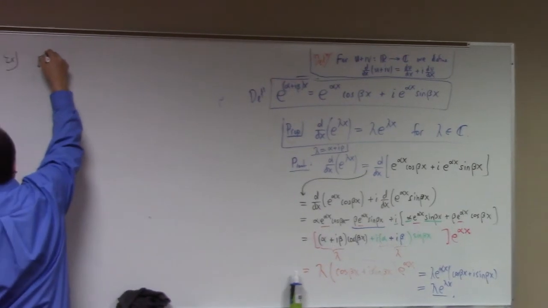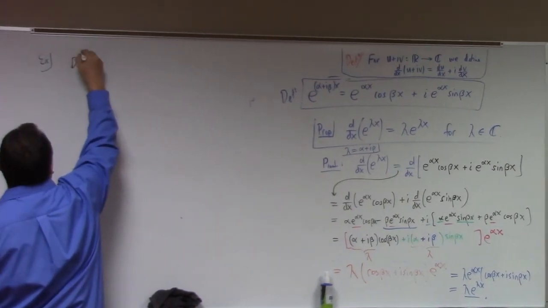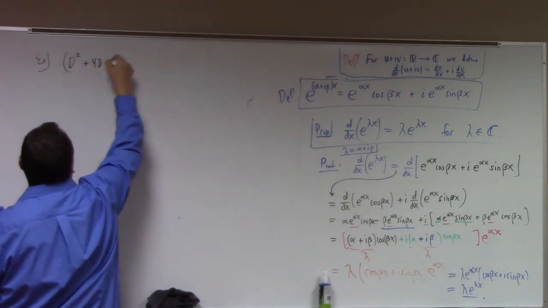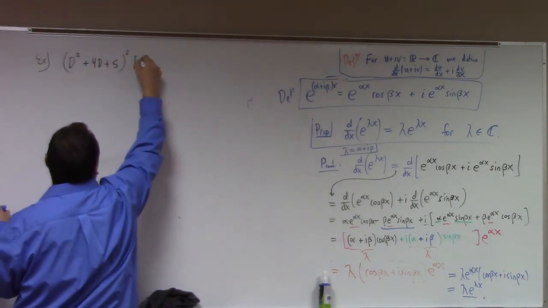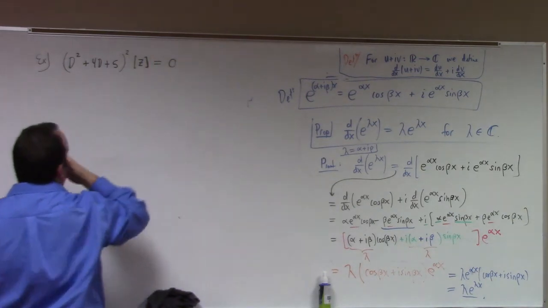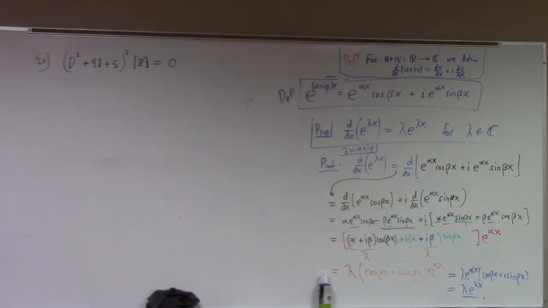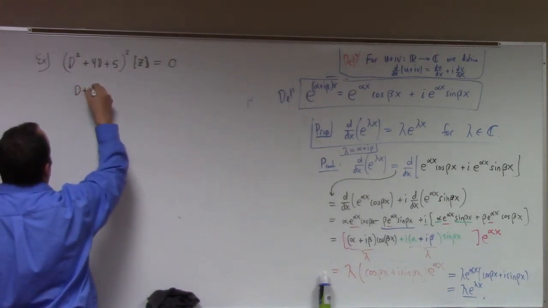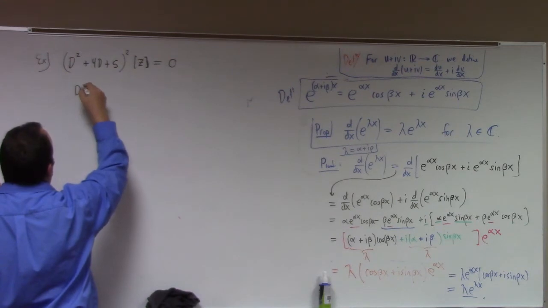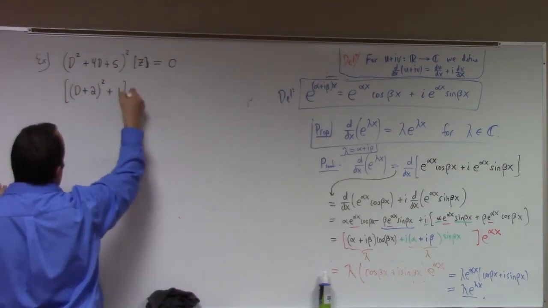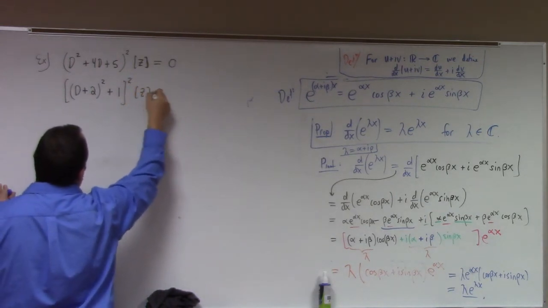if I had (d squared plus 4d plus 5) squared acting on, let's say, z, because I'm thinking z being complex for a moment, if you don't mind. Then this is (d plus 2) squared plus 1, squared, acting on z equals 0.